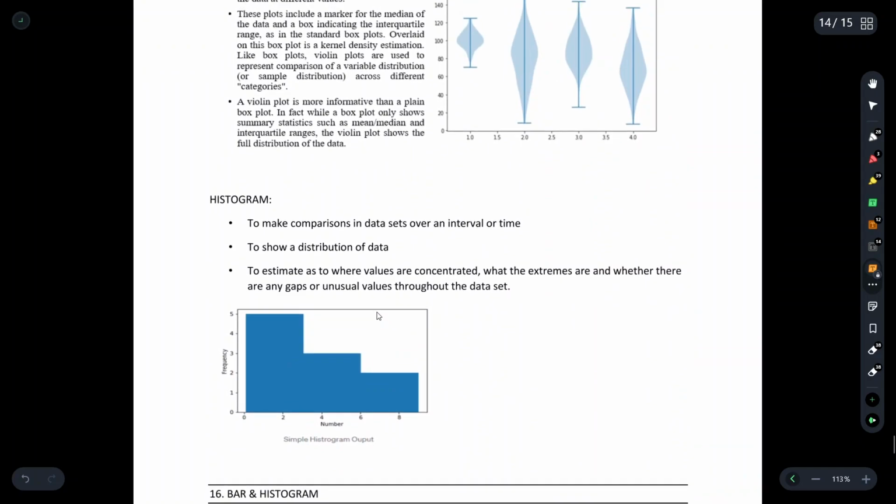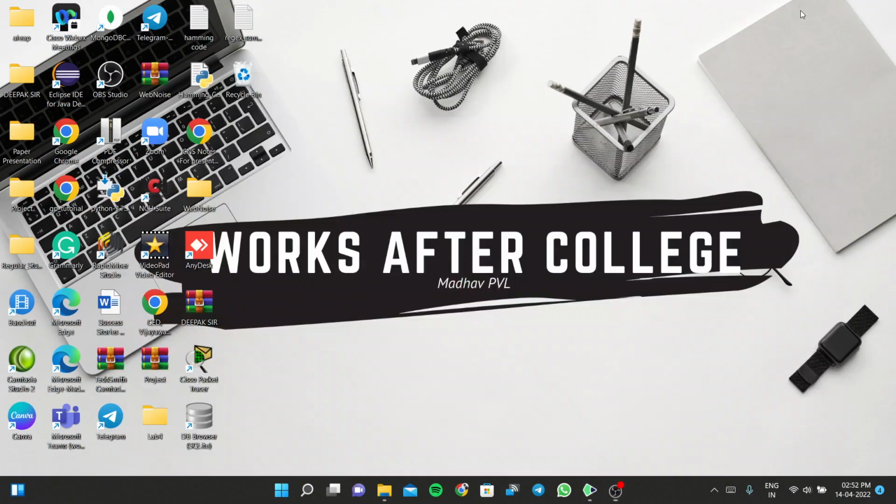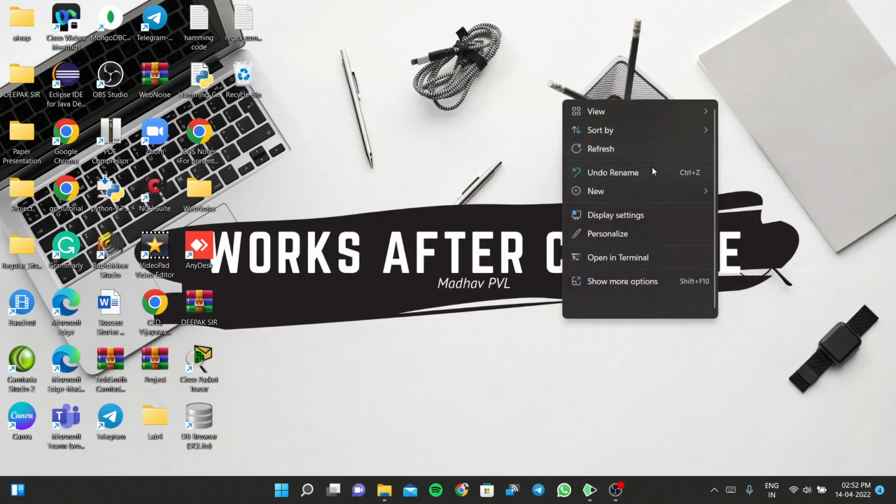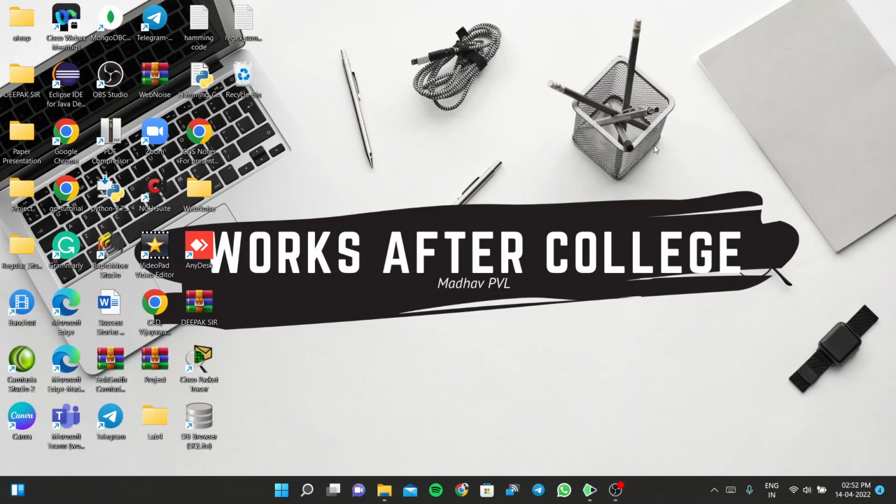So histogram. To make comparisons in data sets over an interval of time, we can use histograms to estimate where values are concentrated, what the extremes are, and whether there are any gaps or unusual values throughout the data set. That can be known with the help of the histogram. So this is basically about the AIDS, CO1 and CO2. I think this makes some sense.